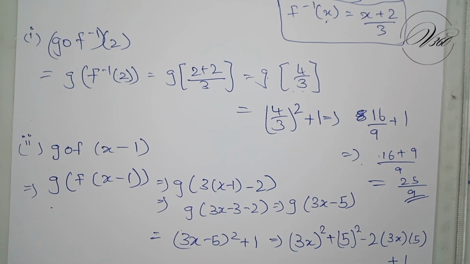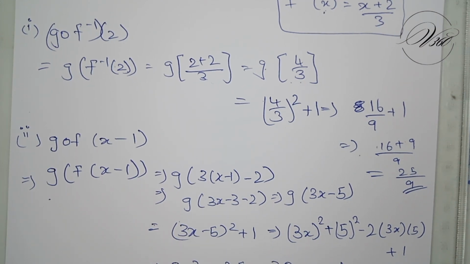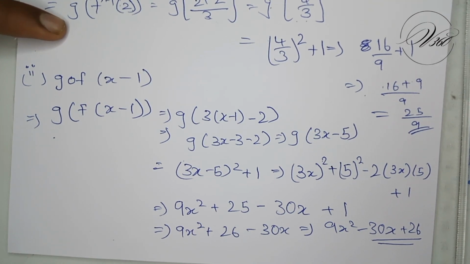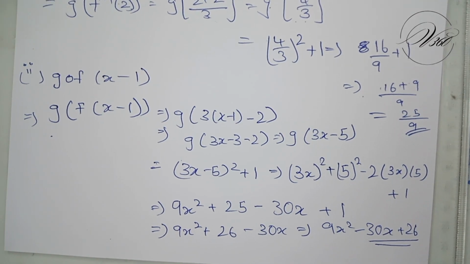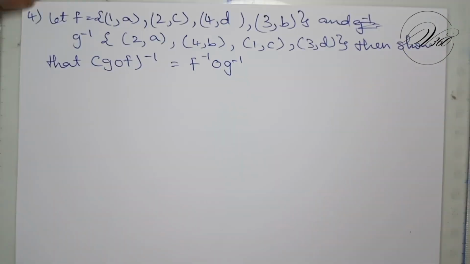Now we will solve the next problem, that is the fourth one. The answer for this is 9x square minus 30x plus 26. I repeat again, the answer is 9x square minus 30x plus 26. Now we are with the fourth question.